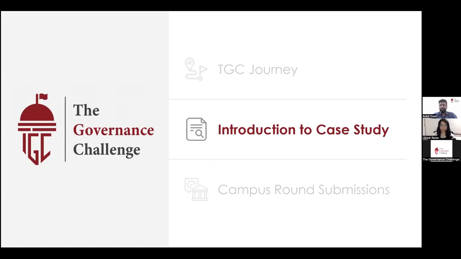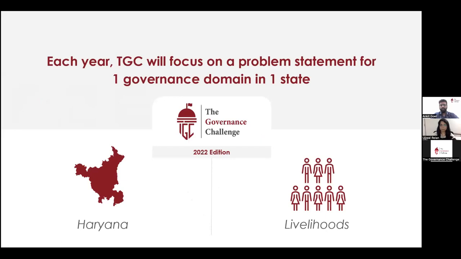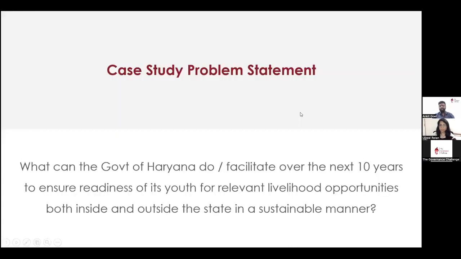Right. Coming to the case study now. I'm sure you have already heard that we will in each year cover one governance domain and one state. For 2022, we have Haryana as the state and livelihoods is the domain that is being covered in the governance case. The problem statement that has been articulated in the case is: what can the government of Haryana do over a decade to make its youth future ready, right? This is the broad case, and then it has also been broken down into very specific things.